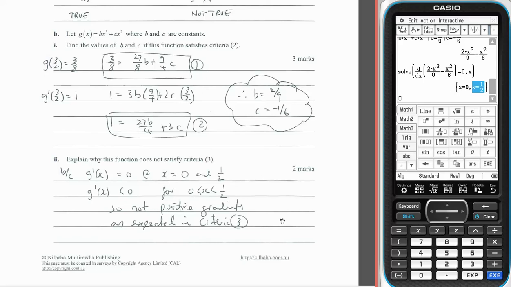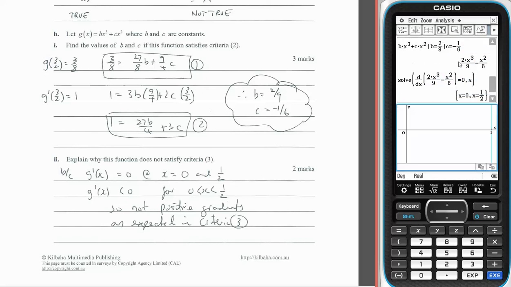Criteria 3 says it always has to be increasing. Now, in actual fact, if I look at this function, I can see that between 0 and a half, it actually has a negative gradient. So g dash of x is negative for 0 to a half, therefore not positive gradients fully as expected in criteria 3.